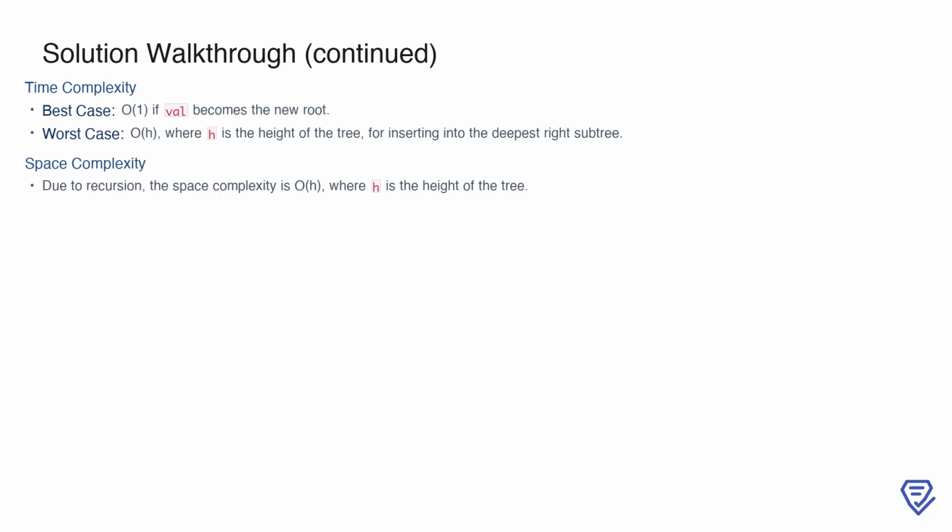In the best-case scenario, when the new value becomes the root, the insertion takes constant time, O(1). In the worst case, where we need to traverse the deepest right subtree to find the insertion point, the time complexity becomes O(h), where h is the height of the tree. Similarly, the space complexity is O(h), due to the recursive calls made during the insertion process. This completes our analysis of the problem.